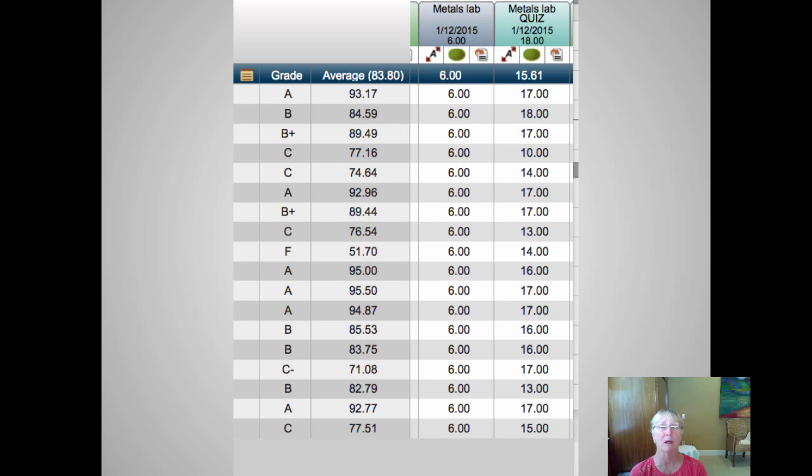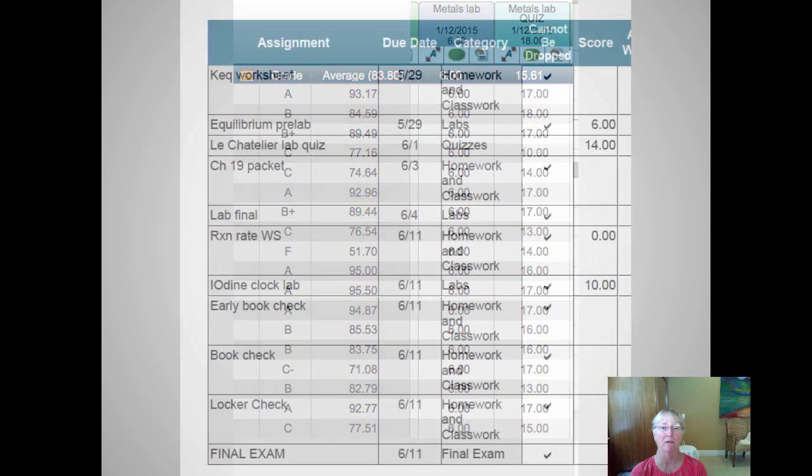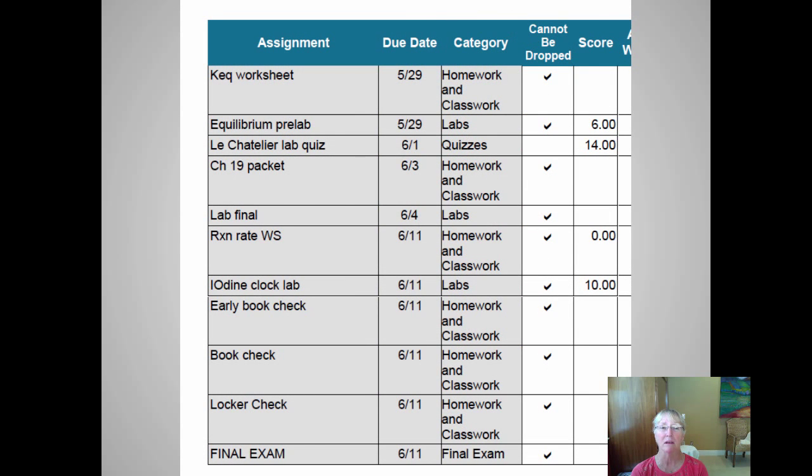Now let's zero in on a grade book from last year's class, and let's take a look at, say, this person who got an A right here, or this person right above them that got the F. Let's take a look at how that happened, and first of all, when you look at this person, this is the person who had the F.